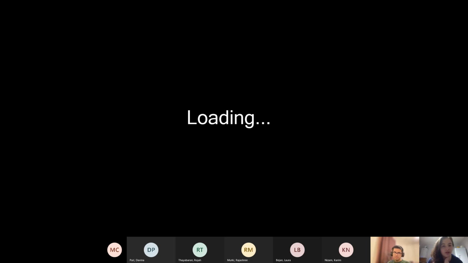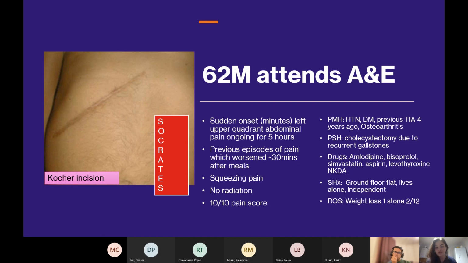So this is going to proceed as a case and think about the acute management, then the diagnosis, and then the more long-term management of the condition. And then Marc is tying it into some cardio with a bit of an ECG quiz at the end. So your participation is very much encouraged.